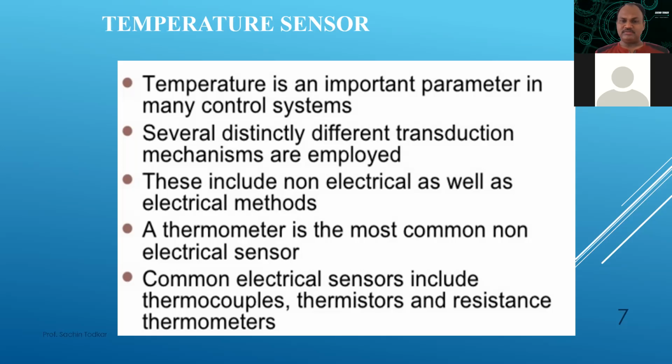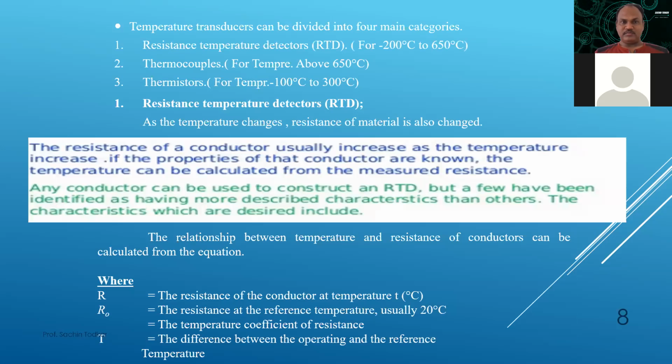Thermometer is our most common non-electric sensor. Common electrical sensors include thermocouple, thermistors, and resistance thermometers. These 3 we are going to study because thermometer we know we have studied in your thermal engineering. Temperature transducer can be divided into 4 main categories. One is RTD, that is called as resistance temperature detector. So it will work on resistance principle.